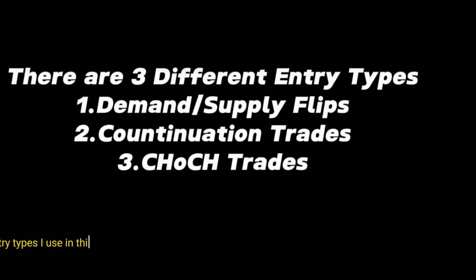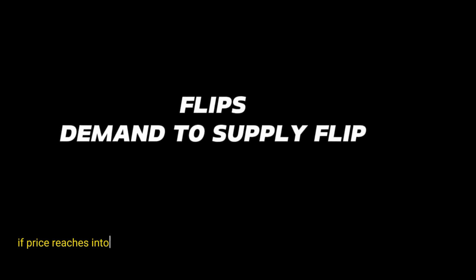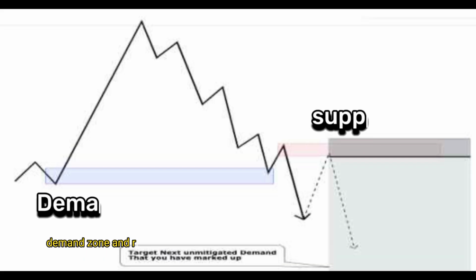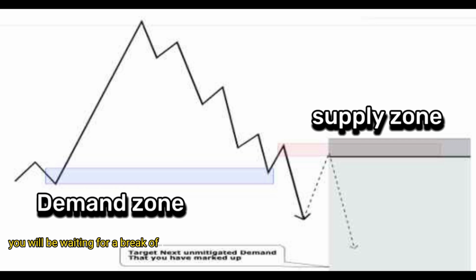Step 4. There are 3 different entry types I use in this strategy during my session: demand/supply and supply/demand flips, continuation trades, chalk trades. Flips: demand to supply flip, DS flip. If price reaches into your unmitigated demand zone and reacts, you will be waiting for a break of demand in order to look for shorts.